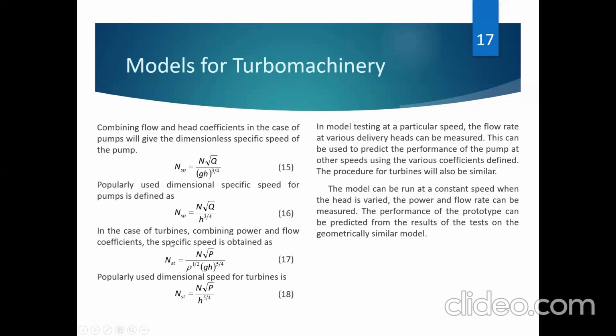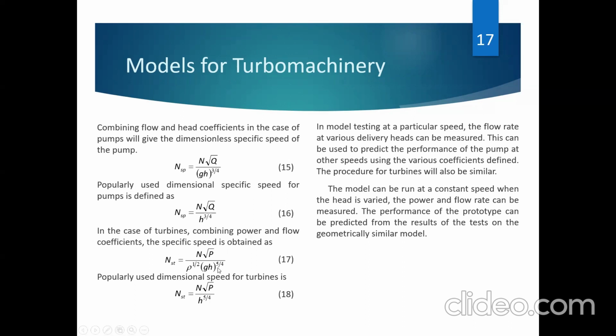In the case of a turbine, combining power and flow coefficient, the specific speed is obtained as N_st is equal to N square root of P over rho to the 1/2 and gH to the exponent 5/4. The popularly used dimensional specific speed for turbines is N_st is equal to N times the square root of P over H to the exponent 5/4. Don't forget this.